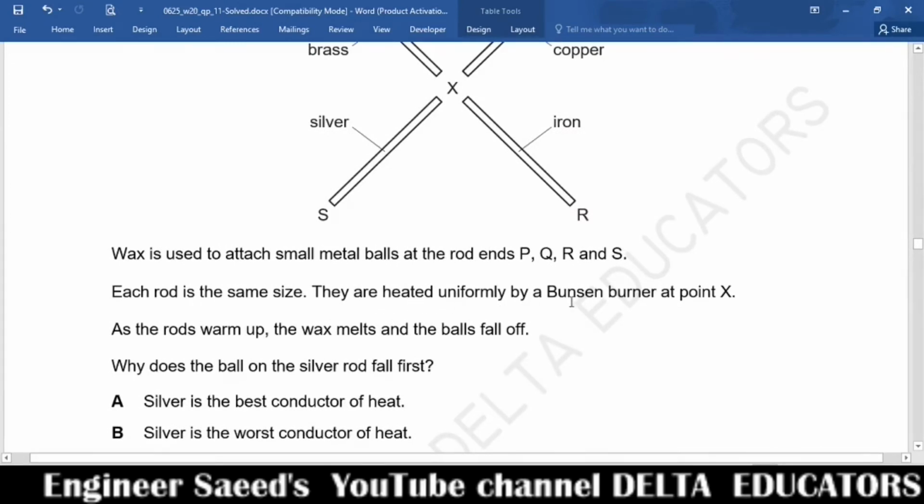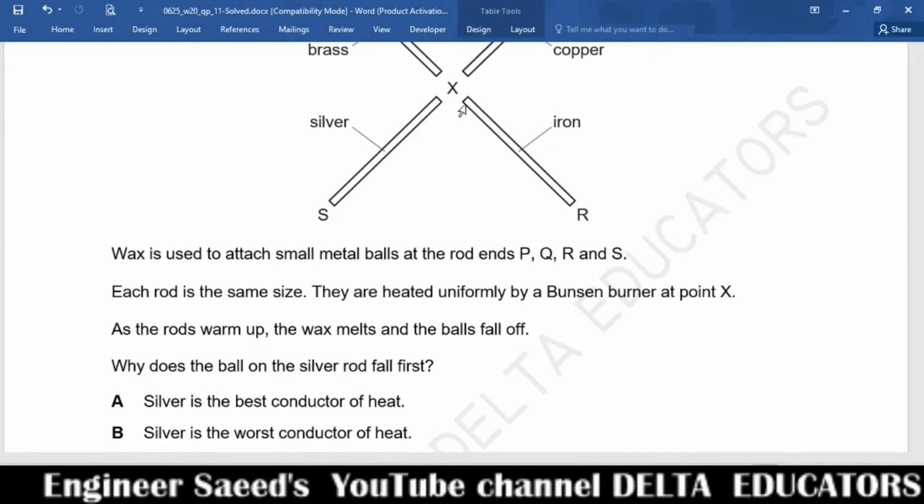They are heated uniformly by a Bunsen burner at point X. As the rod warms up, the wax melts and the ball falls off. Why does the ball on the silver rod fall first? Here it is given that on the silver rod the wax melts first. Means here in the silver rod the heat is absorbed more rapidly as compared to other rods. Or in other words we can say that silver rod is the best conductor out of these 4 rods.